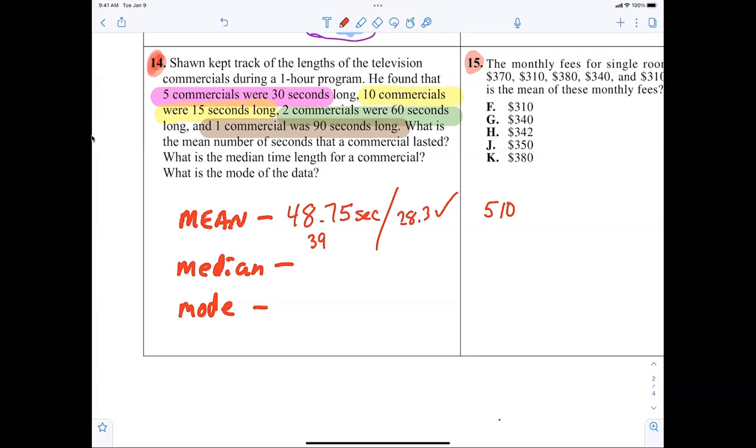Okay. Now, how many commercials were there? How many? 18 or 13? Is it 18 or 13? Is everybody agreeing it's 18? So 510 divided by 18. What is that? 28.3. Is that right? 28.3 repeating.